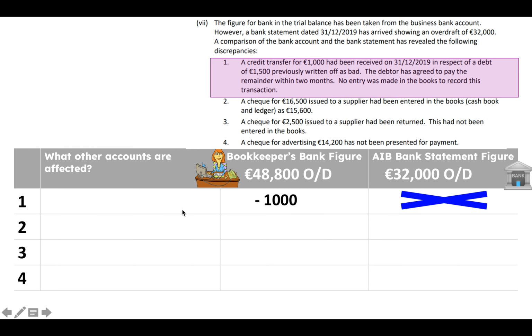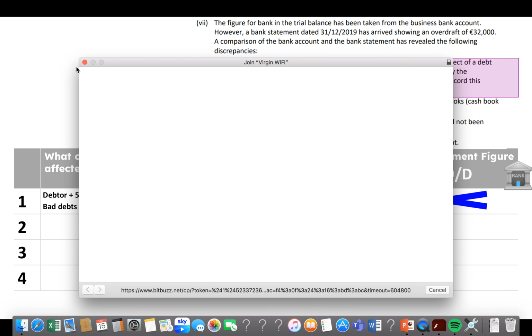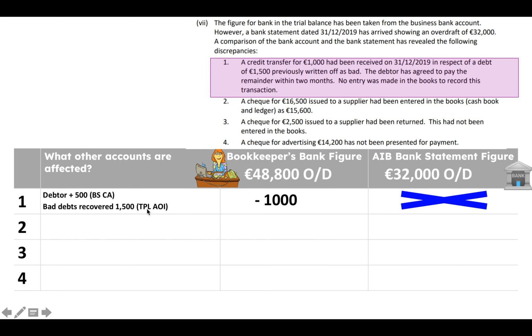Now, what other accounts are affected? So the debtor has agreed to pay the remainder within 2 months. So what is the remainder? The remainder is €500. So we're going to add €500 to the debtor, and then the bad debts recovered, we are going to put the entire amount, 1,500, into the bad debts recovered, and that will go into the TPL in add operating income, and that's that.